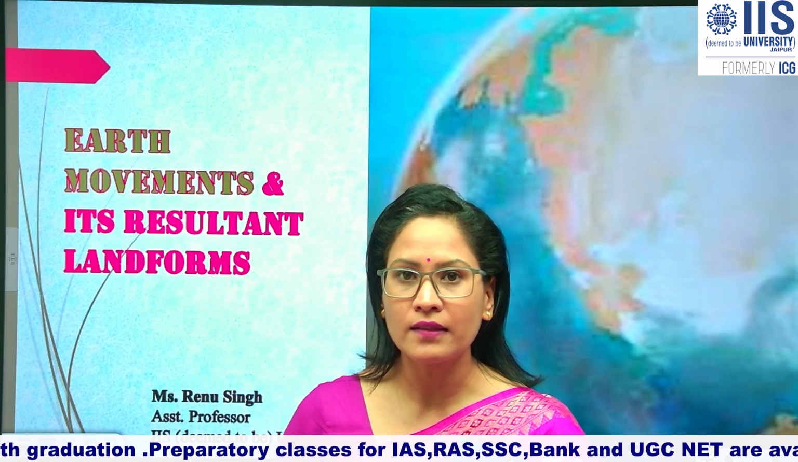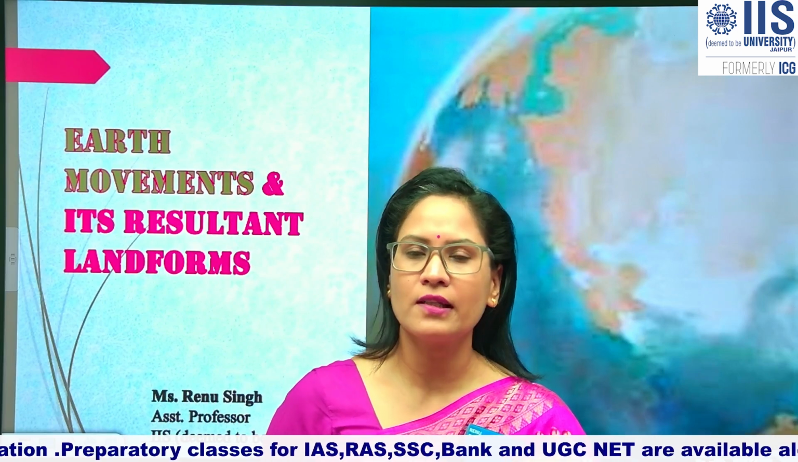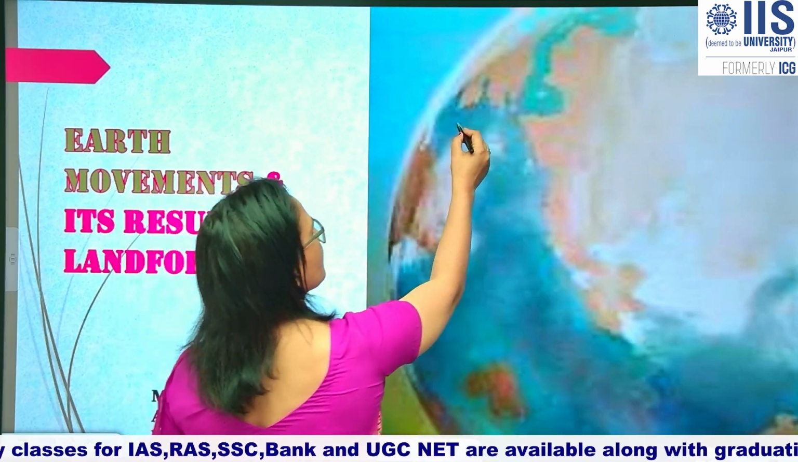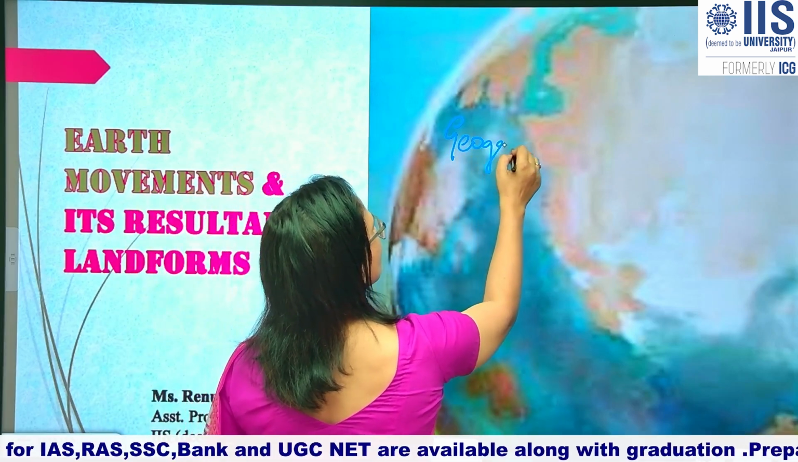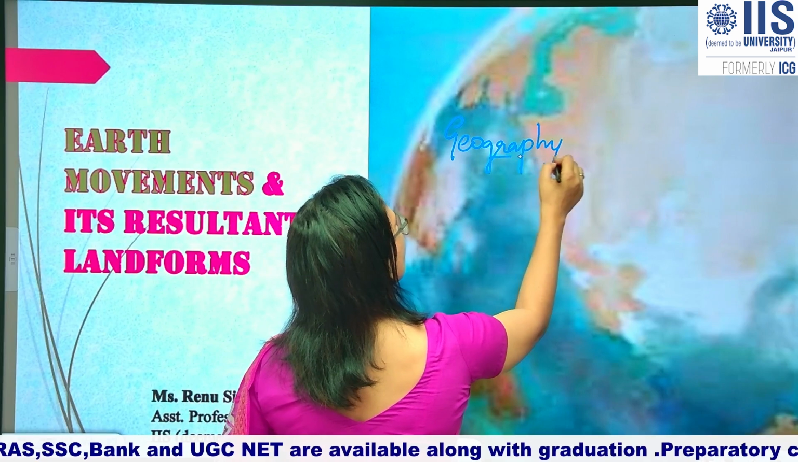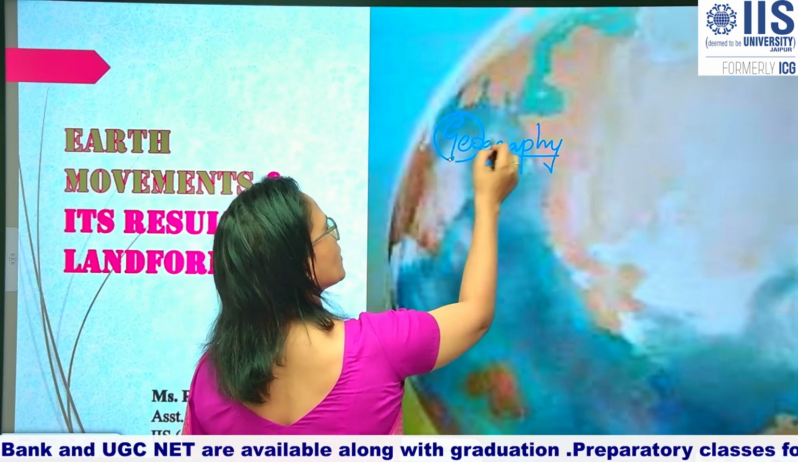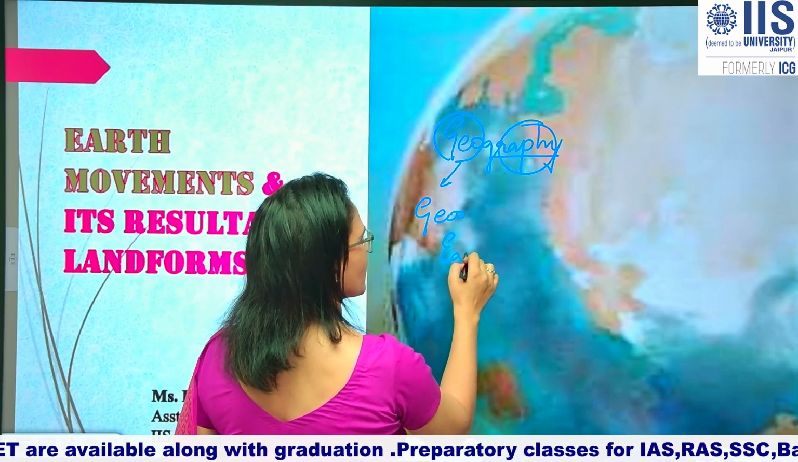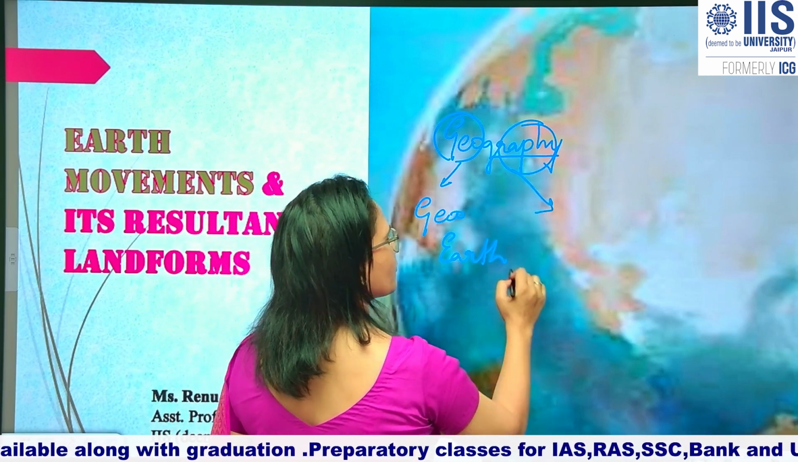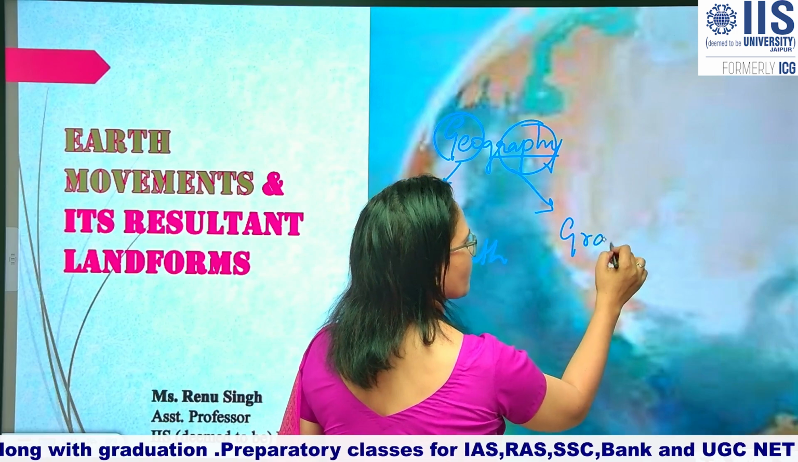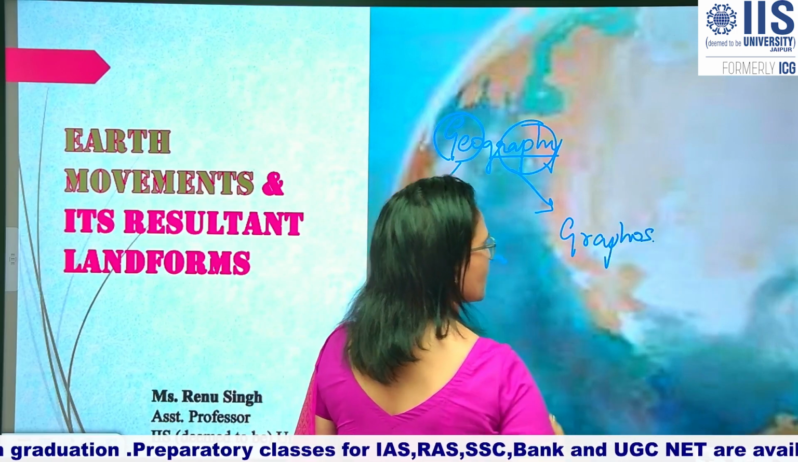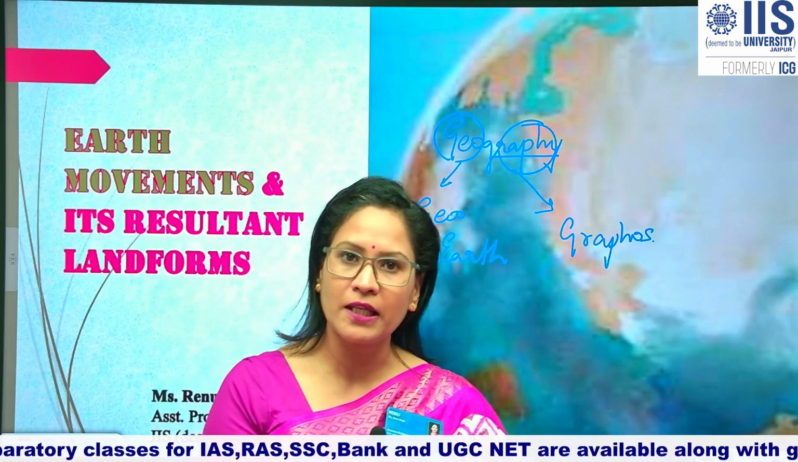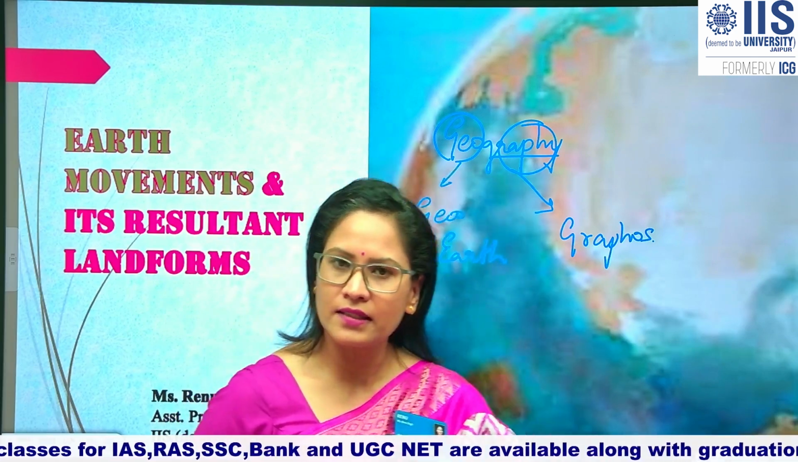Now you will ask, ma'am, what is physical geography? So let me give you the introduction of geography. Geography is a term derived from two different words. The first one is geo, which means earth, and graphy, derived from graphos, which means explanation. Combined, geography means the explanation of earth. Is it clear to everyone?